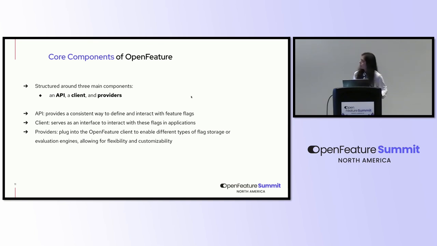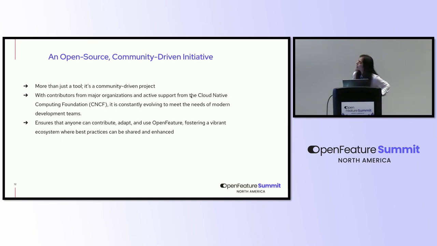Now I want to highlight that this is an open source, community-driven initiative. It's open for contributions, and if you have any idea to add, feel free to dive into it. It's more than just a tool. It's a community-driven project aimed at bringing the best practices of feature flagging to everyone. With contributors from major organizations and active support from the CNCF, OpenFeature is constantly evolving to meet the needs of the modern development environment. Its open source nature ensures that anyone can contribute, adapt, and use OpenFeature as per the need.